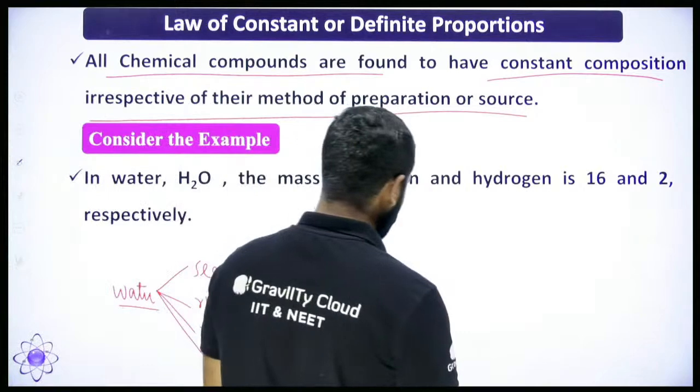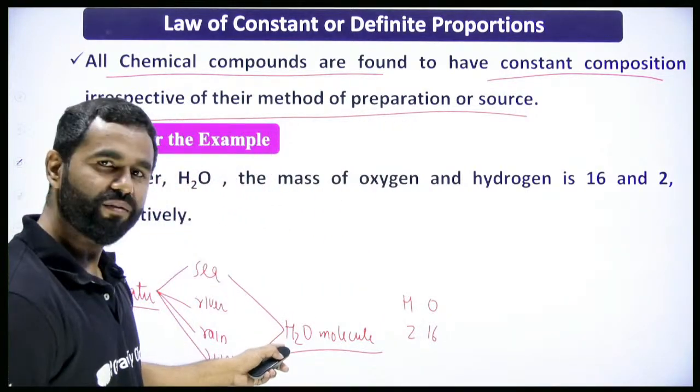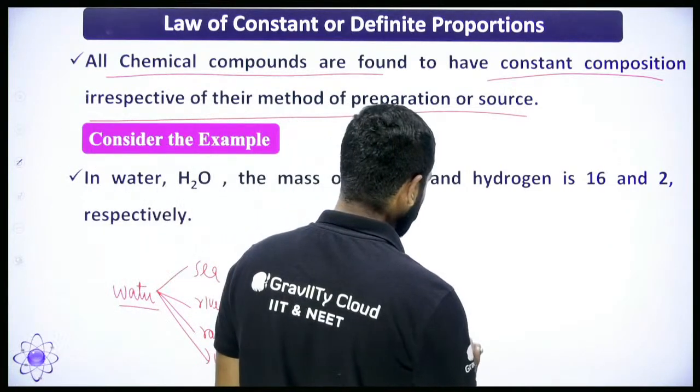This is 2:16, right? 2 hydrogen atoms means 2 AMU. 2 hydrogen atoms means 2 AMU.